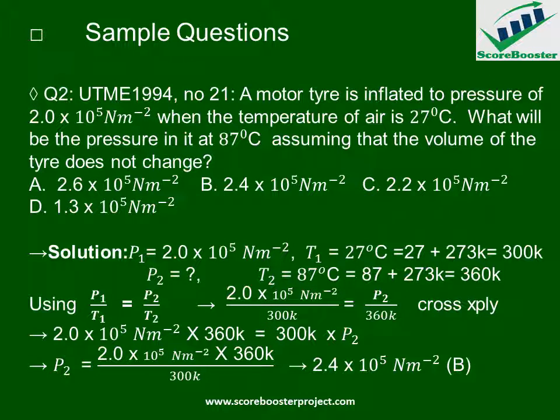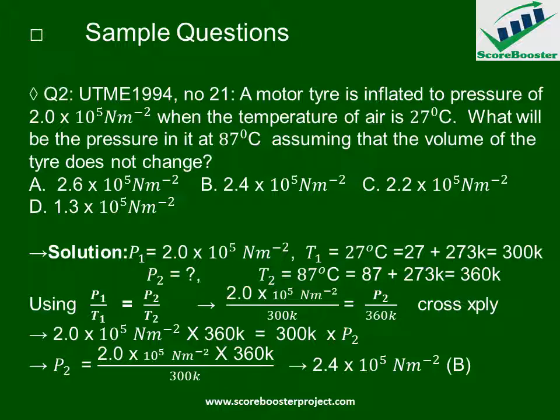The next question we shall be considering comes from UTME 1994, number 21, and the question goes thus: a motor tire is inflated to pressure of 2.0 times 10 raised to the power 5 Newton per meter square when the temperature of air is 27 degrees Celsius. What will be the pressure in it at 87 degrees Celsius, assuming the volume of the tire does not change?